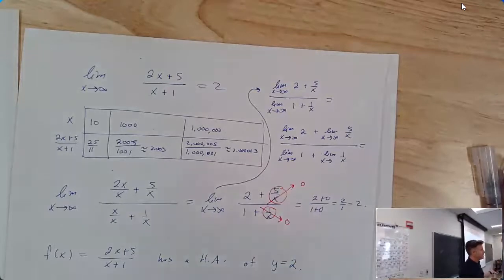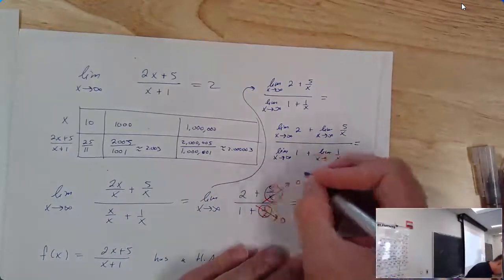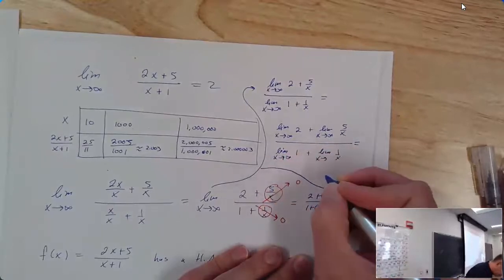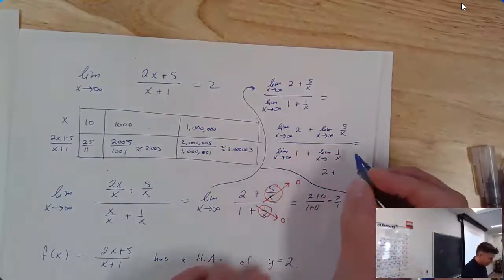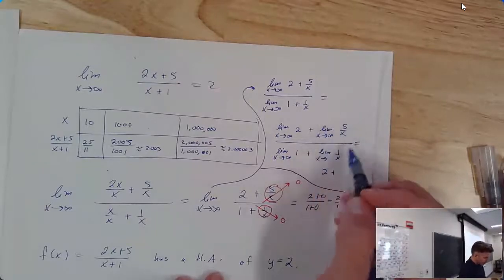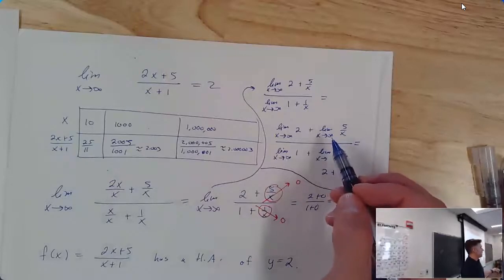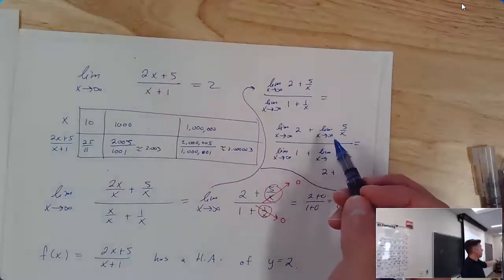So limits of constants are always just the constants. I'm going to fit this in here, sure. Sorry, I'm just getting kind of squished in here. That's going to be 2. And here's the important question. As x gets infinitely large, 5 over x gets closer and closer to 0. So what we say is that the limit is equal to 0.